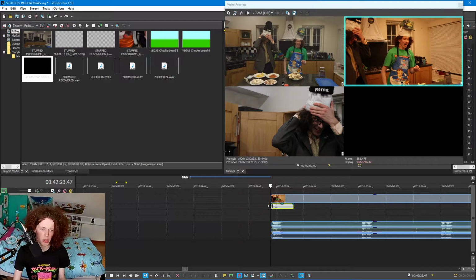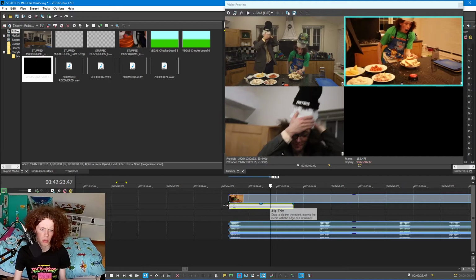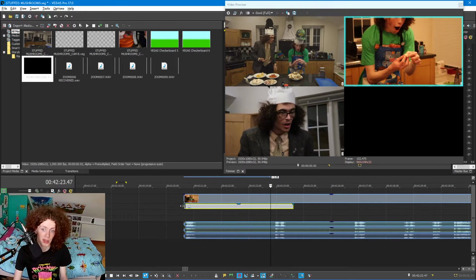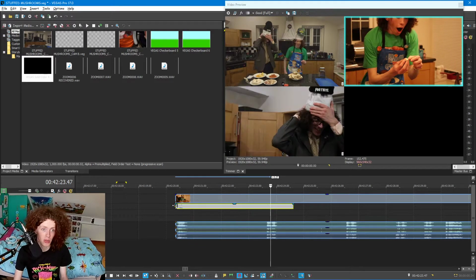But if you slip trim with the audio, it makes it look like it's working right. Look at that. It looks like it's working right. But when you let go, these go back to where they were, back out of sync again. Delightful. What a time.